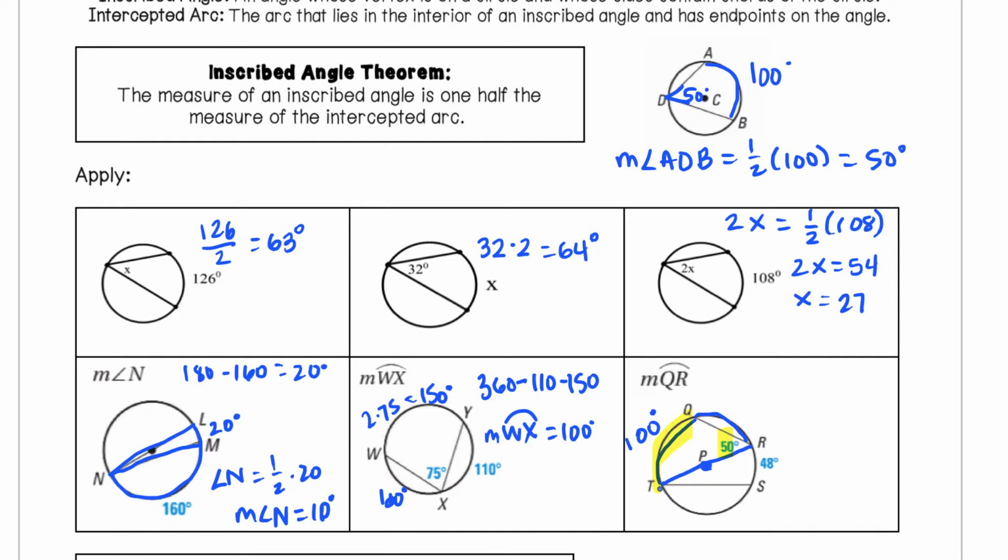The major arc TQR actually is a semicircle because it is touching the endpoints of the diameter TR, and therefore QR must be 80 because 100 plus 80 would make that full semicircle of 180 degrees. So the measure of arc QR would be 80 degrees.